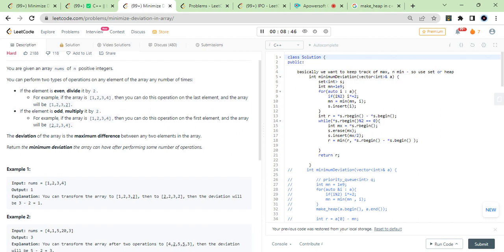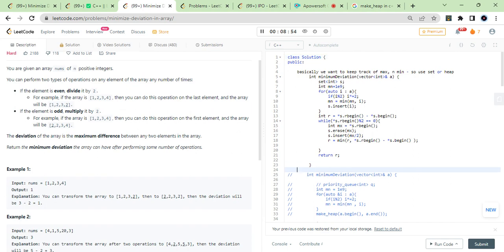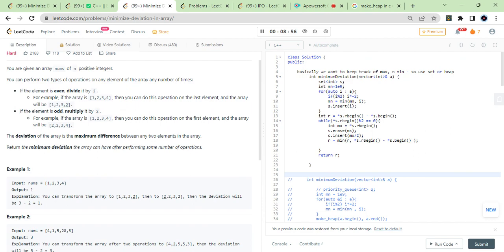For this we can use a heap, or we can use a set, because we will update the max, and every time we need to look at the max and min, so a set can also work, because in a set, r begin gives us the max value and begin gives us the minimum value.